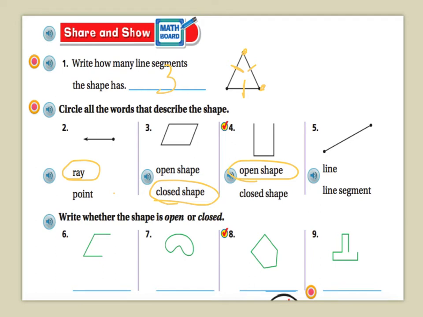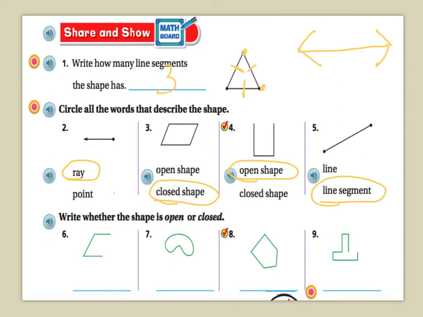Number 5, this one's kind of tough. Is it a line or a line segment? So we know that a line segment looks like this. Has 2 endpoints and a line connecting it. Now a line continues endlessly in both directions, and they have arrows. So I'm going to say that this is a line segment.